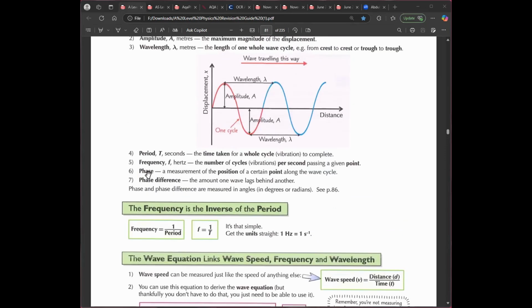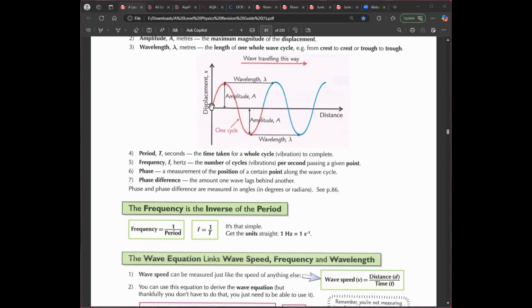So that's that. Phase is the measurement of the position of a certain point along the wave cycle. Phase is always measured in the units of angle, and the units of angle are degrees and radians. But most of the time, because we have to use it in the formulas, we prefer radians because it's part of the international system of units.